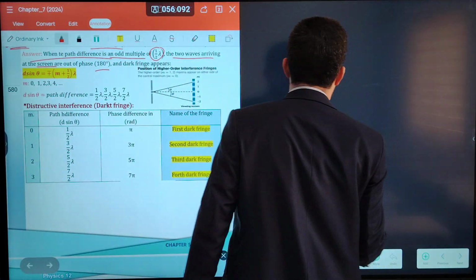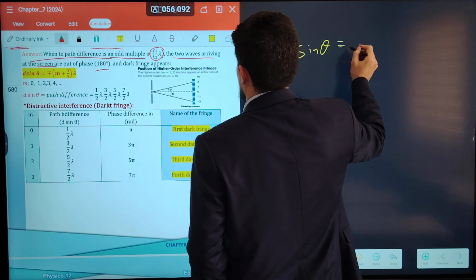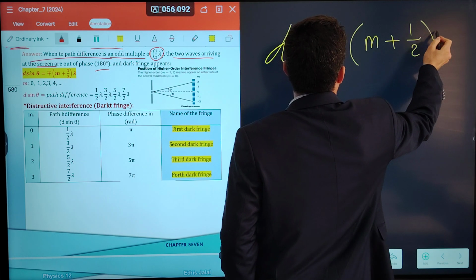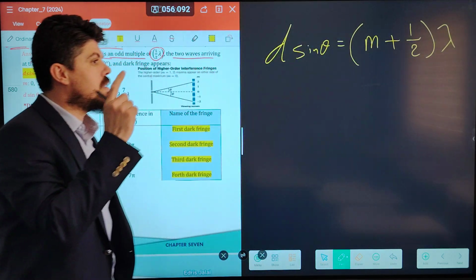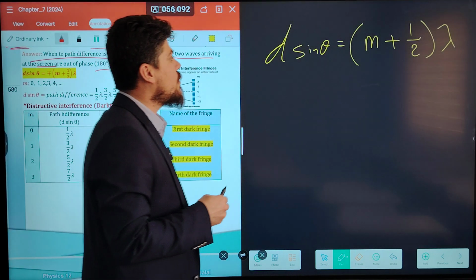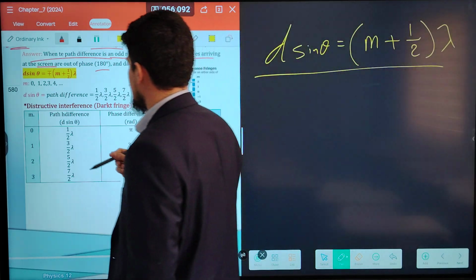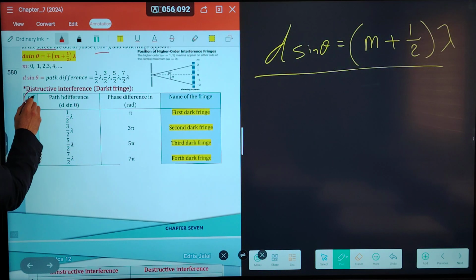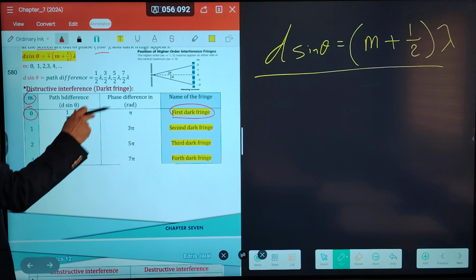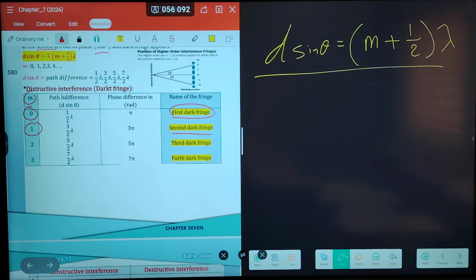So the equation of the dark fringe is d sine theta is equal to what? M plus 1 over 2, times wavelength. What is this? This is the equation of the dark fringe. So it is very important to recognize the equations. The equation describes the dark fringe or the bright fringe. It should be indicated in the question, okay? Look, when M0, its name is equal to what? First dark fringe. M1, second dark fringe. M2, third, okay?